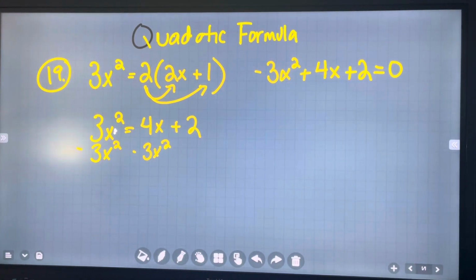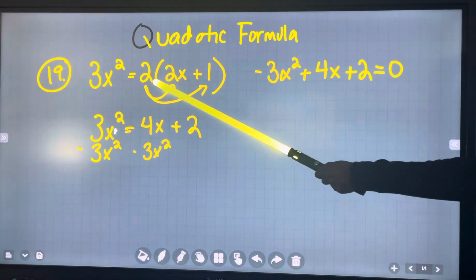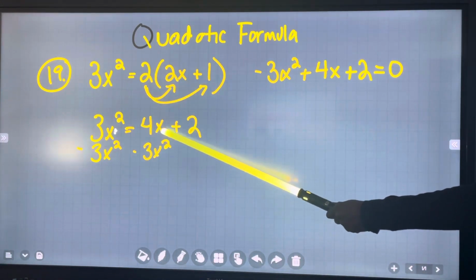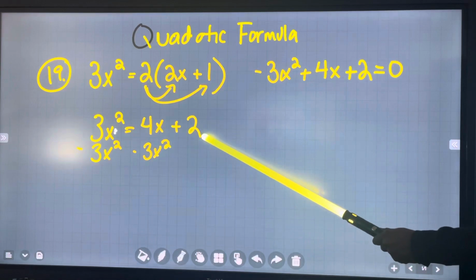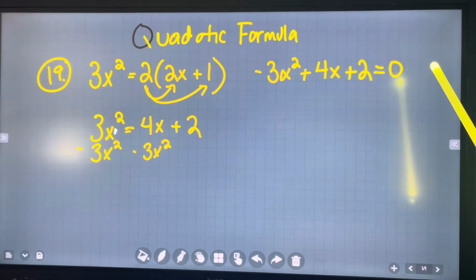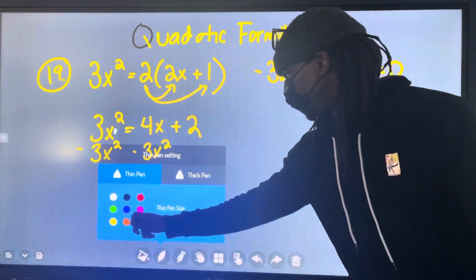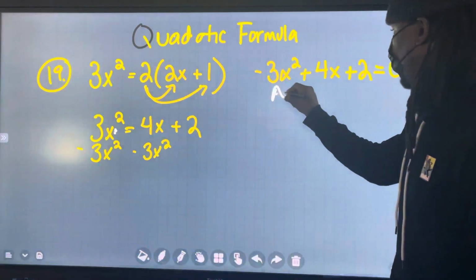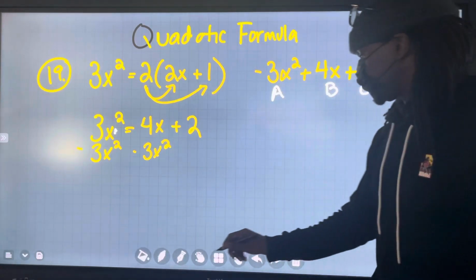Got that? Nah, we distribute. Remember 2 and 2x is how you get the 4x. 2 and 1 and you get the 2. So now balance the equation, put everything on one side and it's set to 0. Yeah, so now label your points. This is my A, that's my B, this is my C.